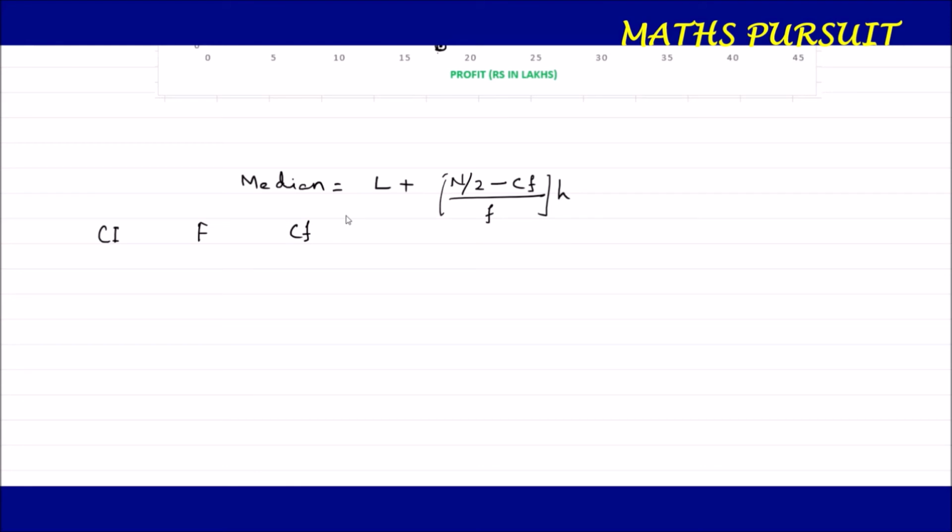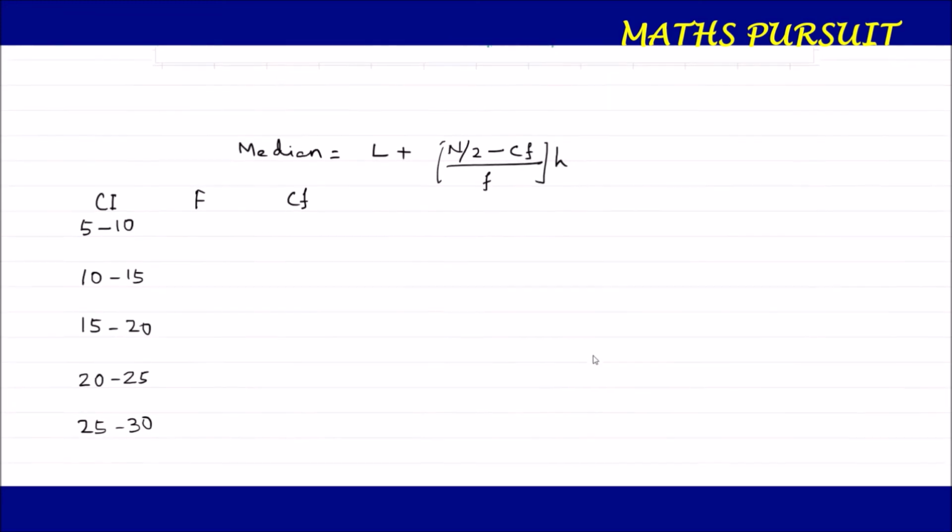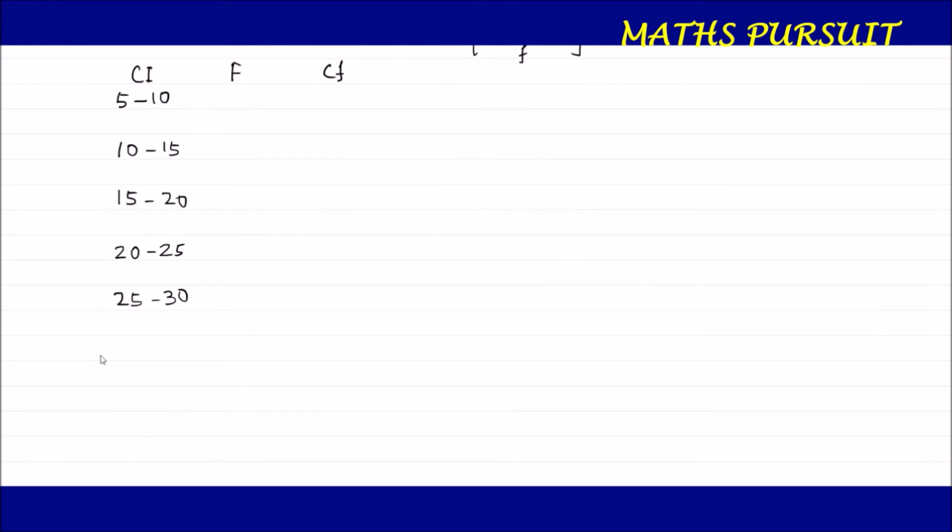So guys, if you look here, the first interval given is in the range of 5 to 10, then 10 to 15, then 15 to 20, then 20 to 25, then 25 to 30, then 30 to 35, and 35 to 40. These are the class intervals, and this class interval is nothing but the profit in rupees in lakhs.